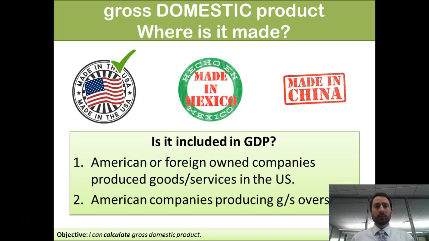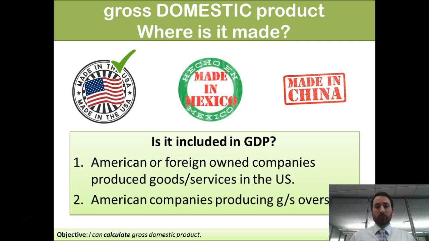And then lastly, for gross domestic product, we care about where it's made. If we're talking about GDP of the U.S., we want to make sure it's made in the U.S. And so, again, pause the video real quick and take a look at these two questions. What would you say? Is it included in GDP?